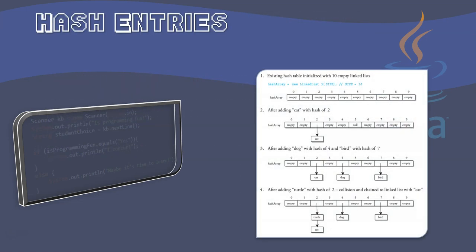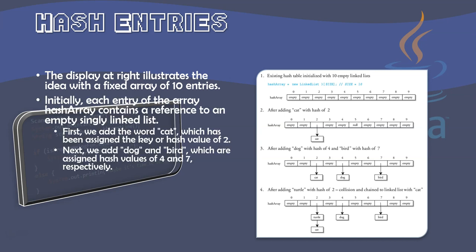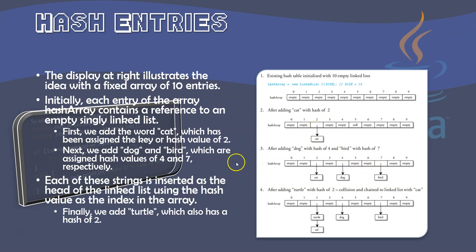When we look at how this is going to work, you can see that we have a similar kind of setup to how we worked with our linked list. This is using a fixed array of 10 entries. Initially, each entry of the hash array contains a reference to an empty singly linked list. First, we add the word, let's say, cat, which has been assigned a key or hash value of 2. And you can see it's ending up here in index 2. Next, we add dog and bird, which are assigned the hash values of 4 and 7, respectively. Each of these strings is inserted as the head of the linked list, using the hash value as the index in that array.